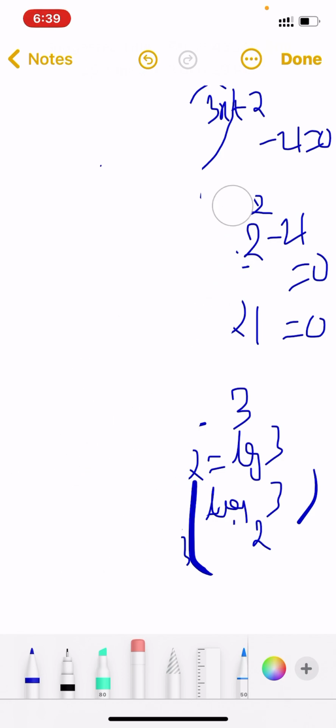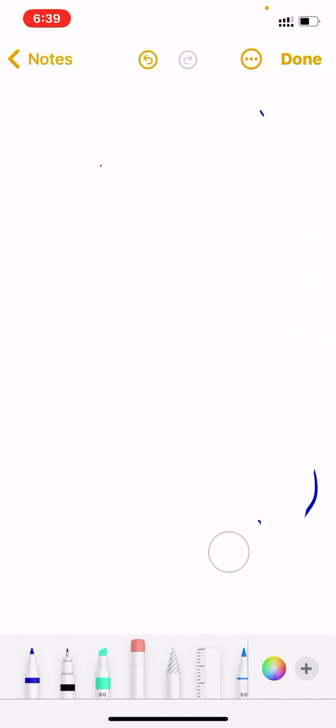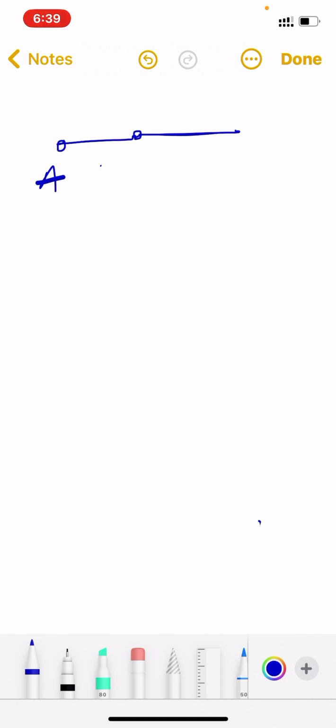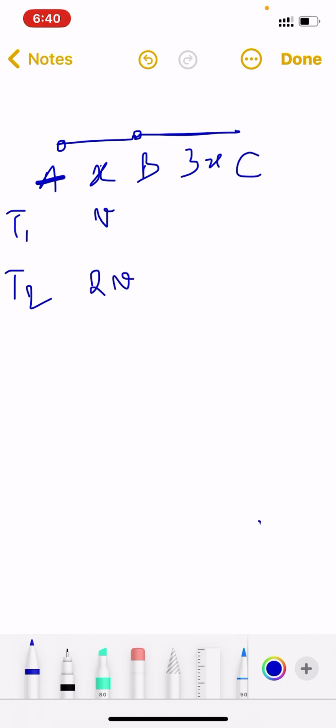Question number 6. The distance from B to C is thrice that from A to B. Okay, so we have A, B, C. From B to C is thrice that of A to B, so this is 3x. Two trains travel from A to B and then from B to C. The speed of train 2 is double that of train 1. So if the speed is v, then train 2 will be 2v, and after B they exchange their speeds, so this will become this and this will become this, so this will be 2v and v.